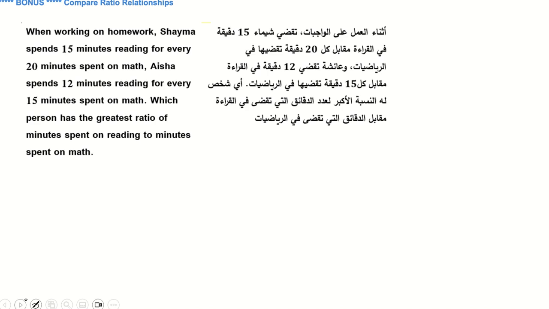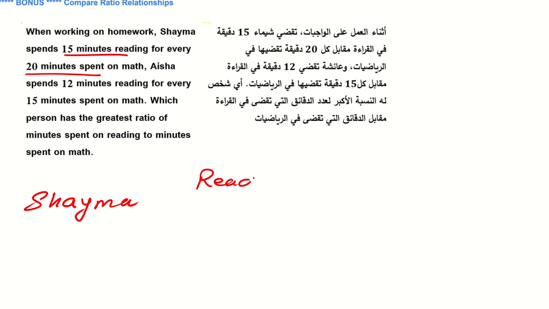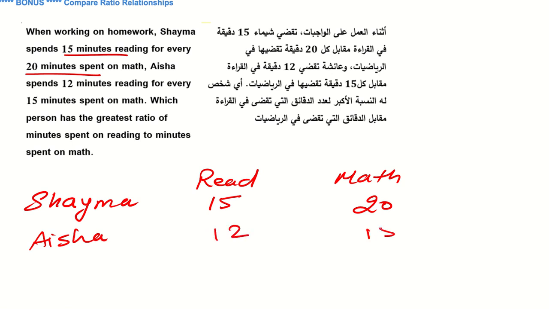Okay, now next question can be, when working on homework, Shaima spends 15 minutes reading for every 20 minutes spent on math. Now you see, just read the question carefully and write it so that we can save our time here. Reading 15 minutes and for every 20 minutes on math. Aisha spends 12 minutes reading for every 15 minutes on math. Which person has the greatest ratio?